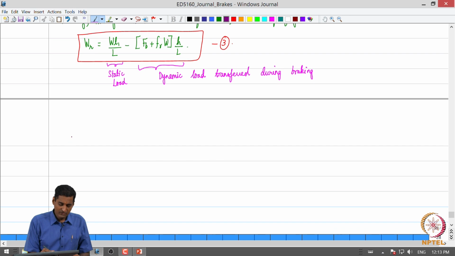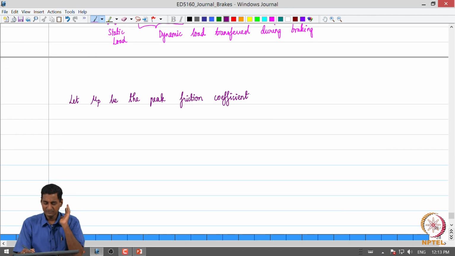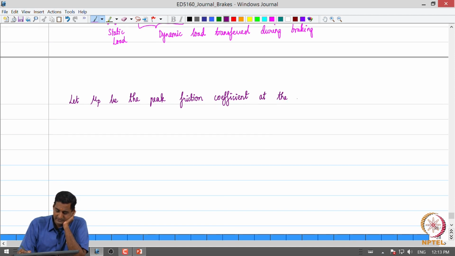Okay. So, to analyze that, let mu p be the peak friction coefficient, okay, at the tire-road interface. Let us say this is the same for all the 4 wheels, without loss of generality right now, right. Let us assume that it is the same, right. So, let mu p be the peak friction coefficient at the tire-road interface.